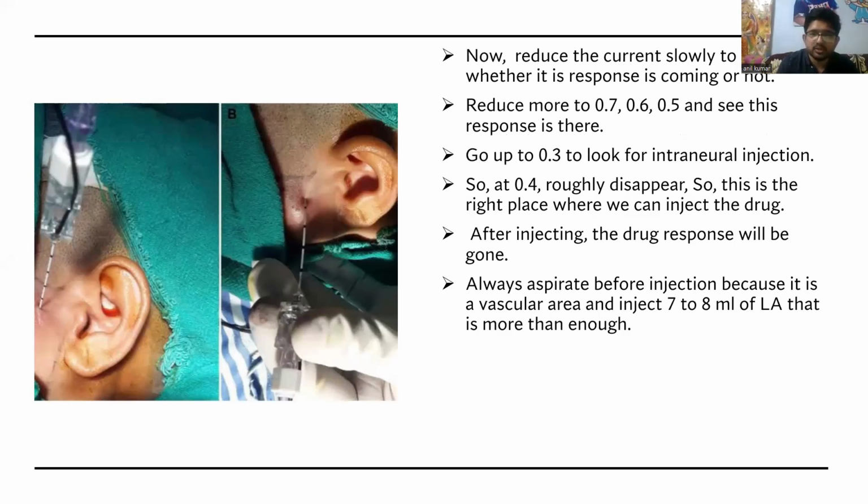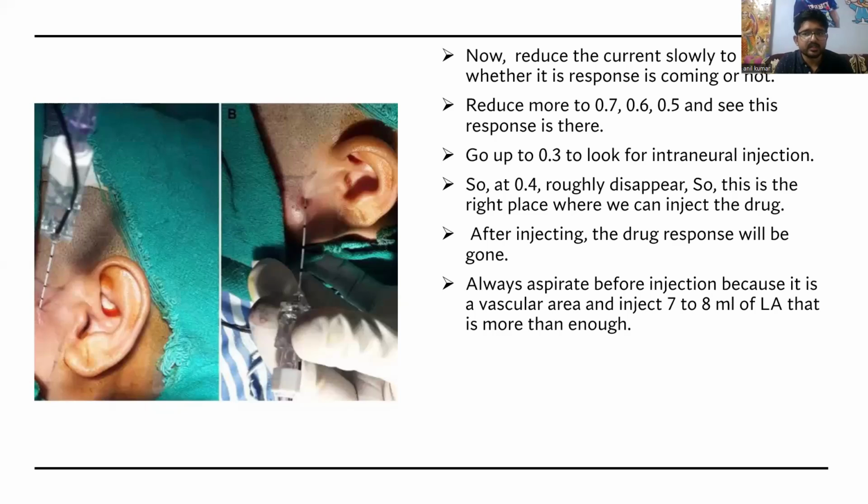Next, reduce the current to 0.5 and see whether the response is coming or not. So from 1.5 to 1, and then reduce to 0.7, 0.6, 0.5. If the response is there, give the injection. Sometimes go for 0.3. If there is a response at 0.3 also, there is a chance of intraneural injection. So the twitches must disappear at 0.3, and it will be present at 0.5 mA current. At 0.4 it definitely disappears. So this is the right place where we can inject the drug.